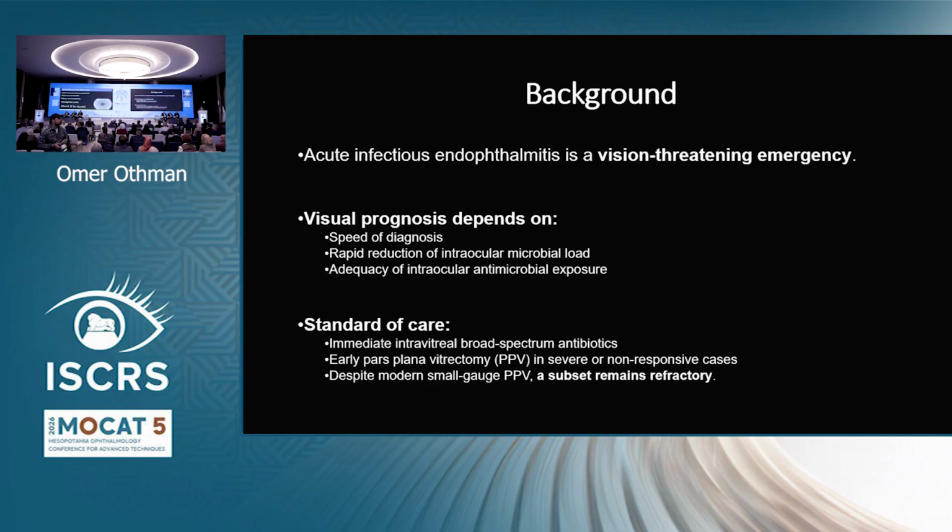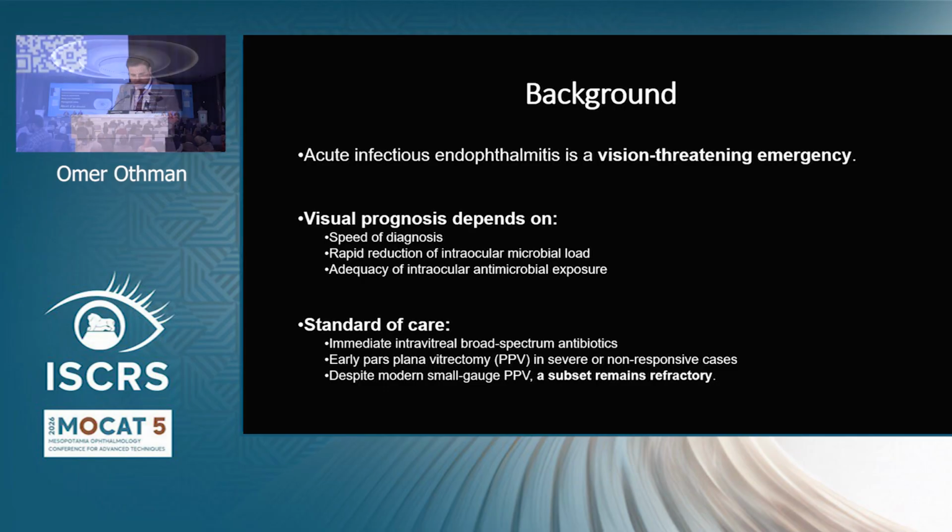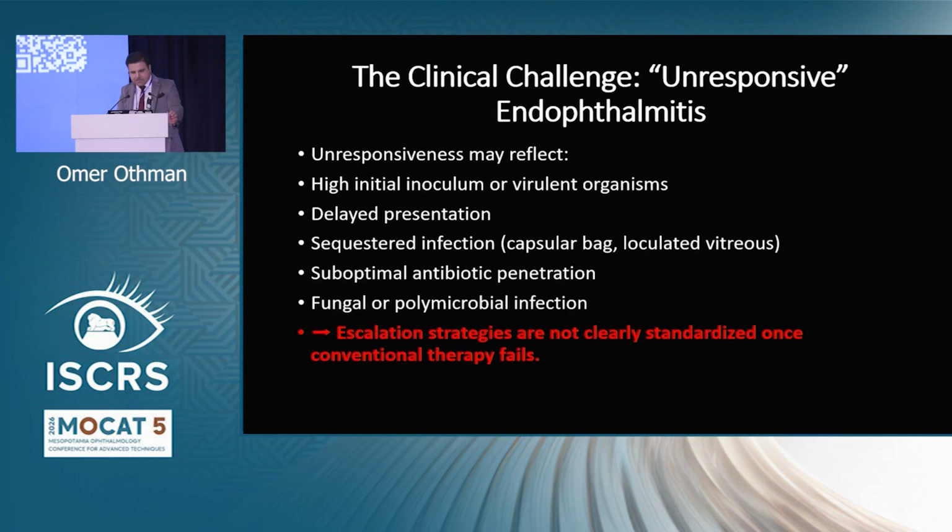Background: acute infectious endophthalmitis, a vision-threatening emergency. Visual recovery depends on speed of diagnosis and prompt management. But in spite of standard care, there may be a subset of refractory cases. The clinical challenges of unresponsive endophthalmitis could be due to high initial inoculum or virulent organism, delayed presentation, sequestrated infection, suboptimal antibiotic penetration, fungal or polymicrobial infection. In this case, escalation strategies are not clearly standardized once conventional therapy fails.